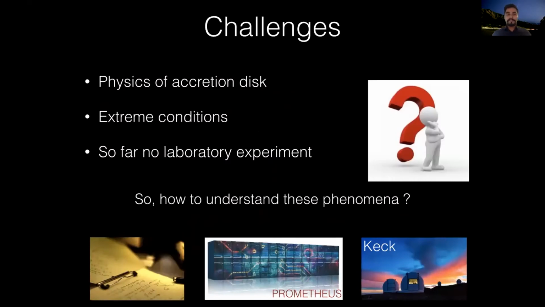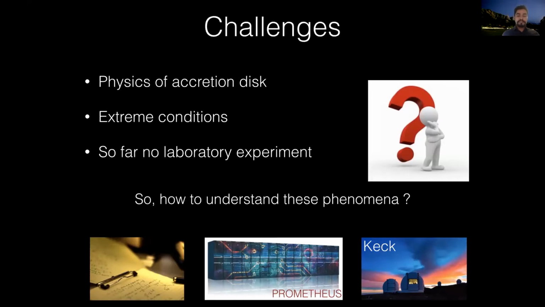But there are major challenges. The physics of the accretion disk itself is one of the challenges you have to take care of: thermal properties and also the interaction of these thermal flows with the magnetic field and radiation. If we are very close to the black hole, the conditions are extreme, in the sense that Newtonian physics will not work, and you have to take into account general relativistic effects. The other biggest challenge is that we cannot have a laboratory experiment where we can design these experiments and understand what's going on very close to the black hole.